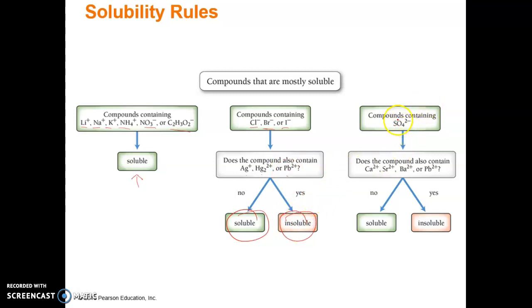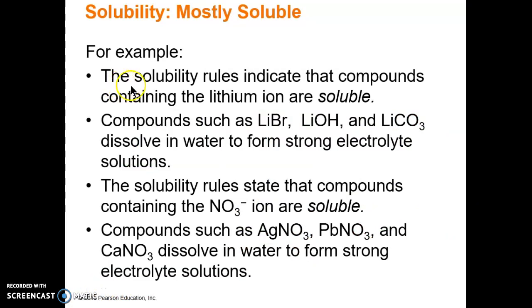All right, sulfate. This is one that we see a lot. Does the compound also contain calcium, strontium, barium, or lead too? If it does not, then it's going to be soluble. If it does, then it's going to be insoluble. So if something is soluble, you are going to write aq. If it's insoluble, you are going to write solid.